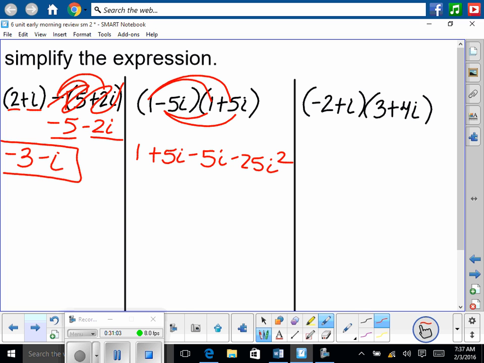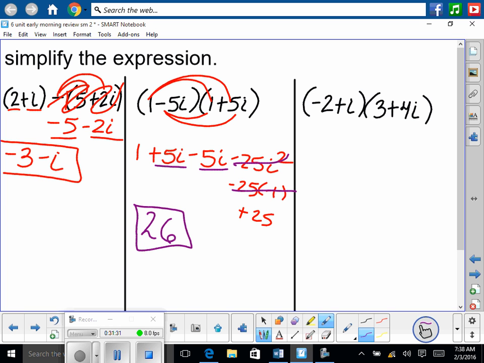So let's also change it. So we have negative 25 technically times negative 1, right? Which is plus 25. So now we've just simplified that, so don't double dip. We've taken care of all that stuff. So we have 1 plus 25, and then positive 5i's minus 5i's. 0 i's, right? So we won't write it.